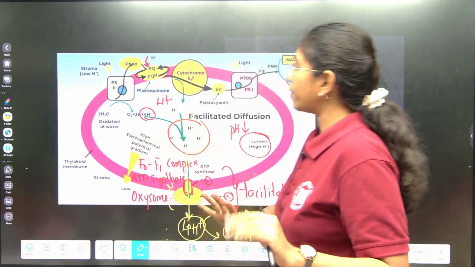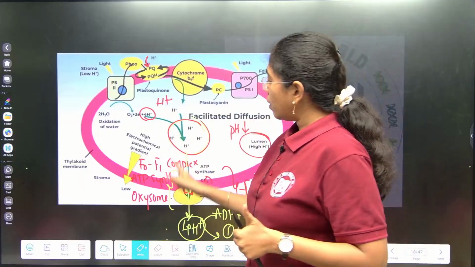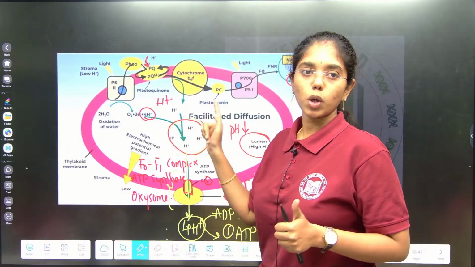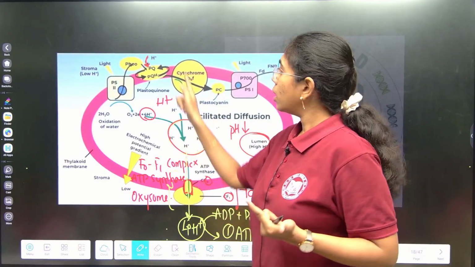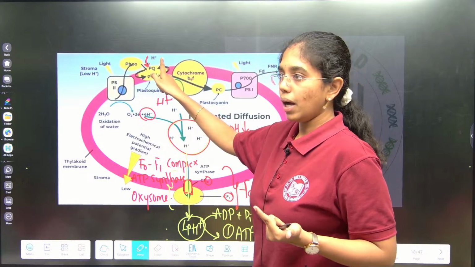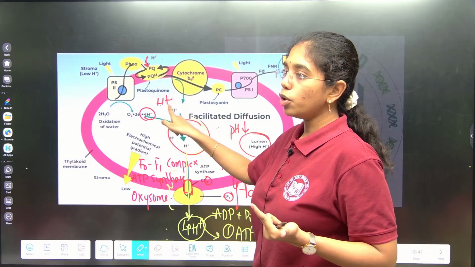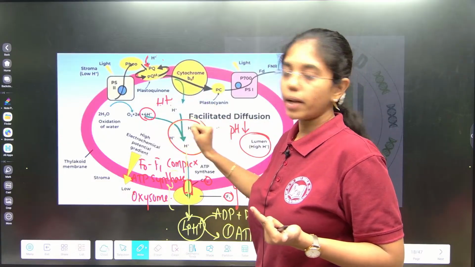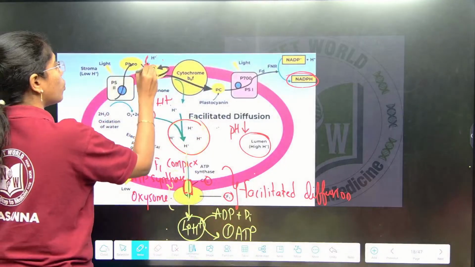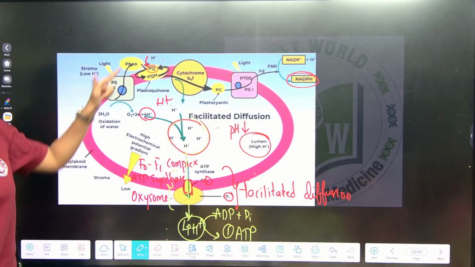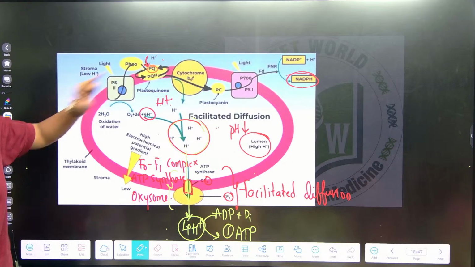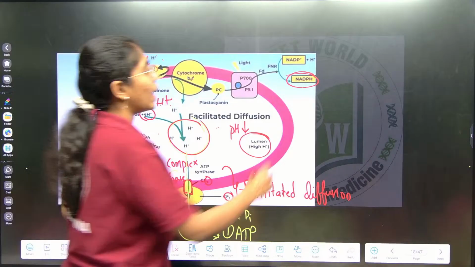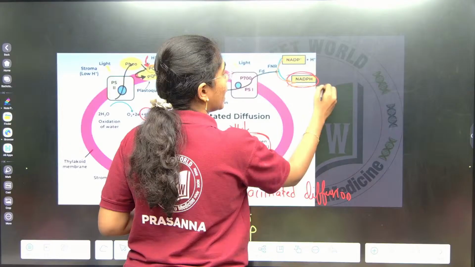Listen carefully. First point, because of photolysis of water in thylakoid lumen, more amount of protons are present. Second point, protons whichever are present in the stroma are being sent into the lumen, via what? Plastoquinone. Protons are sent into the lumen via plastoquinone. Third, whichever little amount of protons are present in the stroma, they are reduced to NADPH.